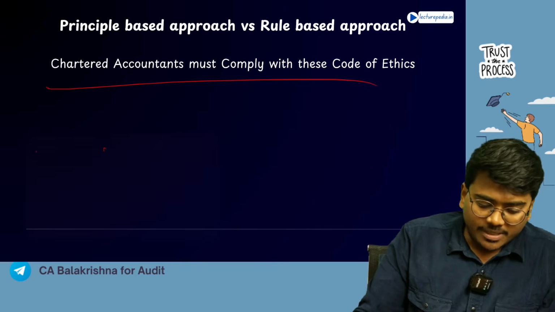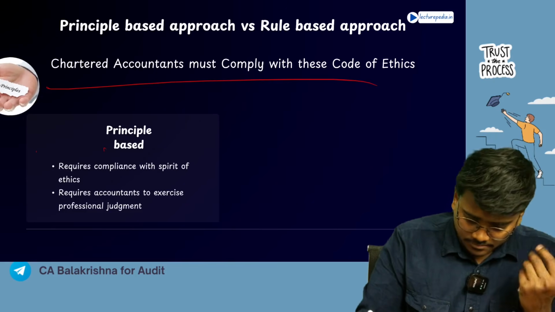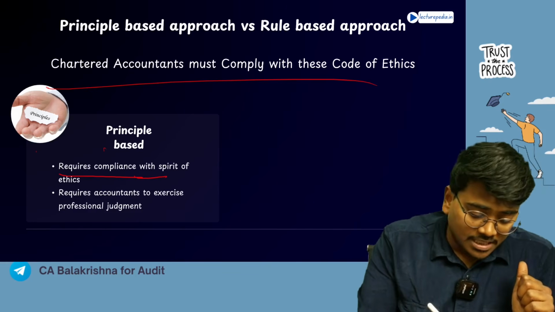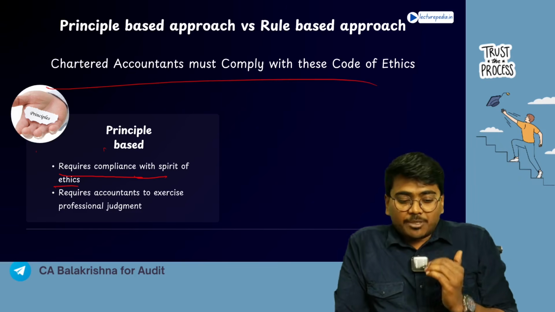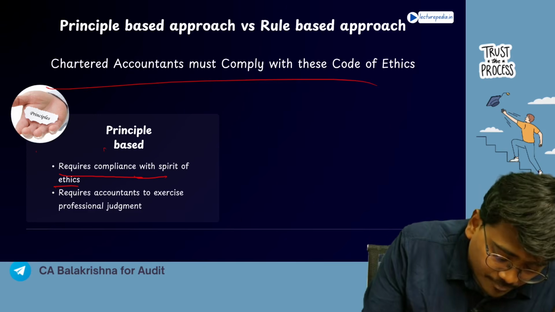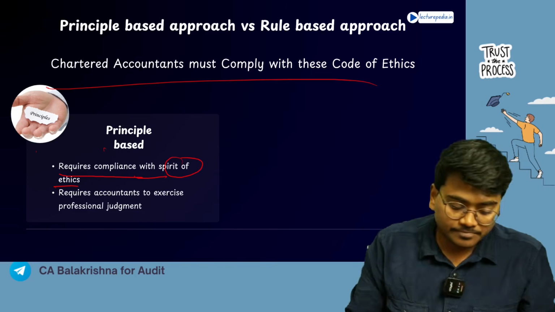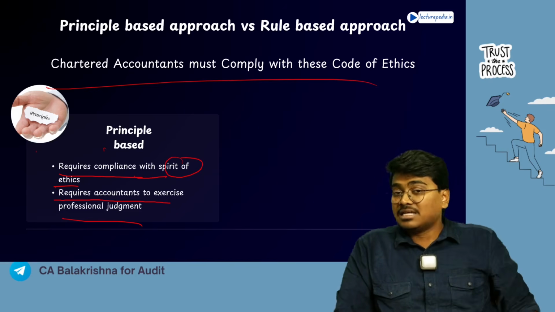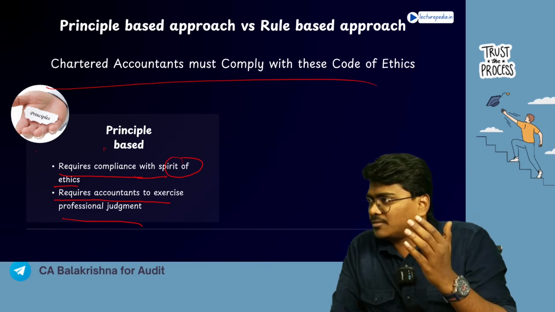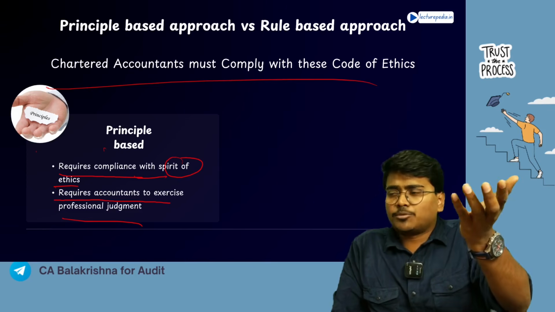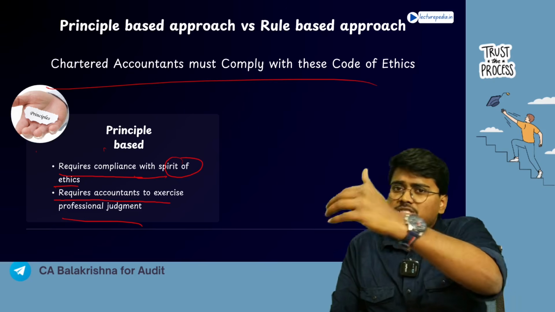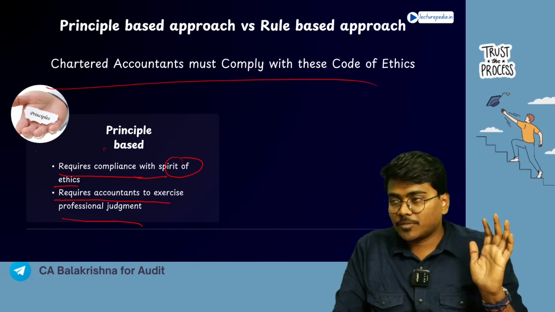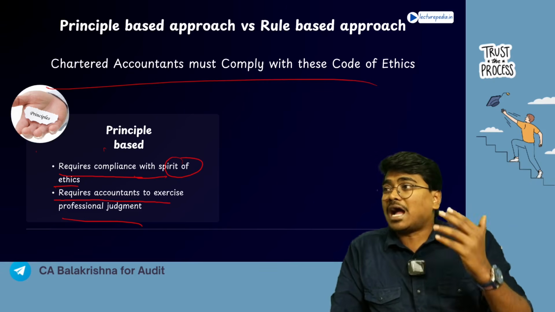Now, chartered accountant must comply with this code of ethics and the principle based approach. As per the principle based approach, this approach requires compliance with spirit of ethics. So the idea would be to comply with the spirit of ethics, whatever the rule might be saying, and it requires accountants to exercise professional judgment. In the example that we have discussed, he has exercised his professional judgment. As per his professional judgment, he thought that even though the firm allows the value up to 2000, gift, whether it is huge or small, is a gift and I will lose my independence. Like this he thought based on his professional judgment, so he didn't accept the gift. So in case of principle based approach, you have to apply your professional judgment.